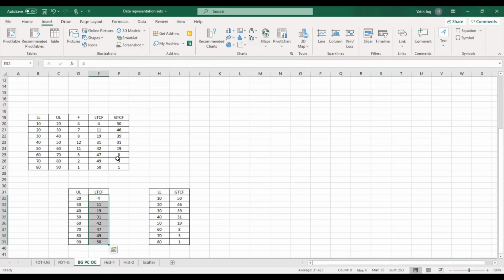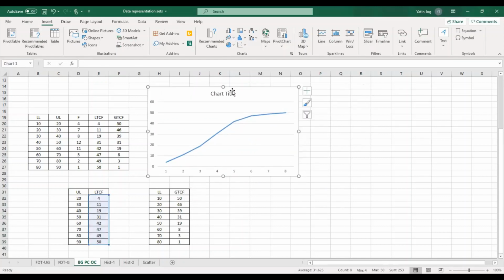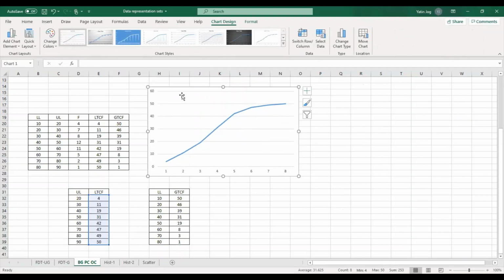So just select all the less than cumulative frequencies, simple line chart, and you'll get a less than cumulative type of line chart. I'll keep it here. Now in this chart, if you look at the x-axis, it is showing default values as 1, 2, 3, 4, 5, which I want to replace with the upper limit values, which is in this column.